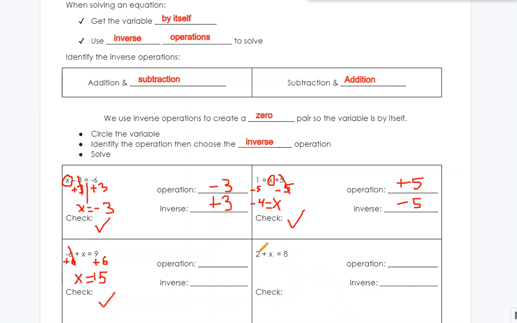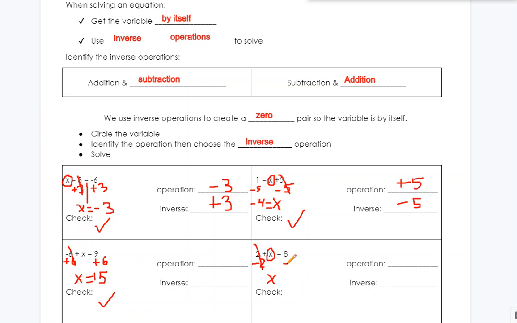All right, so this one. I have 2 plus x. So what's happening here? Well, there is a positive 2. So if I wanted a 0 pair, I have to find the opposite of that, right? So what's the opposite of a positive 2? Well, that would be a minus 2 or a negative 2. And we do that because these cancel out and give us 0 and leave us with this x all alone. That's what we wanted. We wanted to get this x all by itself.